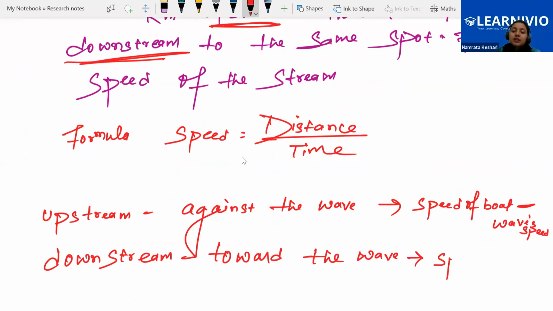And when you are coming in the direction of the wave, then it will just get added. Both the speeds will get added, and you will feel that your cycle is moving by itself, your boat is moving by itself. You have to apply less effort. That means the wave, or maybe the wind, is also working in the same direction. So speed of boat plus wave's speed.